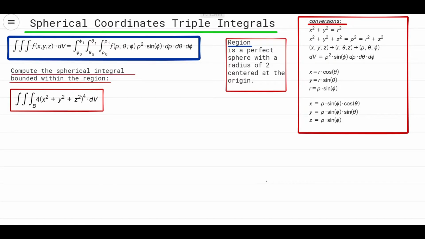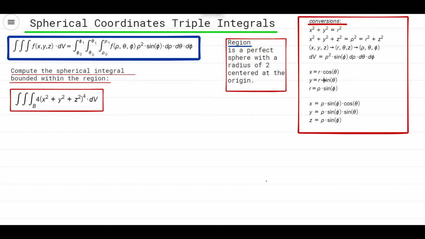Hello guys, in this video we're going to go over the concept of spherical coordinate integrals. If you've already done cylindrical, it's different. Notice how we have a lot more conversion factors here. We have all the ones for cylindrical coordinates, plus x, y, z goes to rho, theta, phi. And notice how our dV changes: it's rho squared sine phi, d rho, d theta, d phi. Note that's not a p, that's rho.